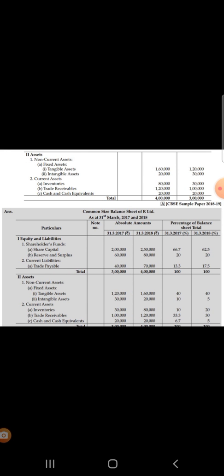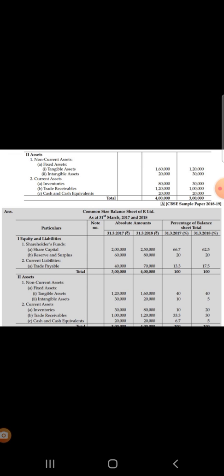In the particulars column, all the liabilities are given here. Shareholders' funds, where share capital and reserve and surplus are given. Current liabilities, trade payables, are also given for both the years separately, and in non-current assets, fixed assets of tangible and intangible nature are given for both the years. Lastly, the current assets are also given here, like inventory, trade receivables, and cash and cash equivalent.